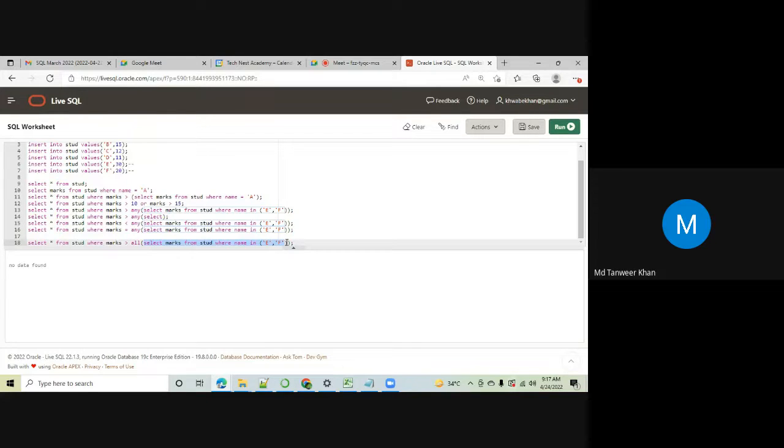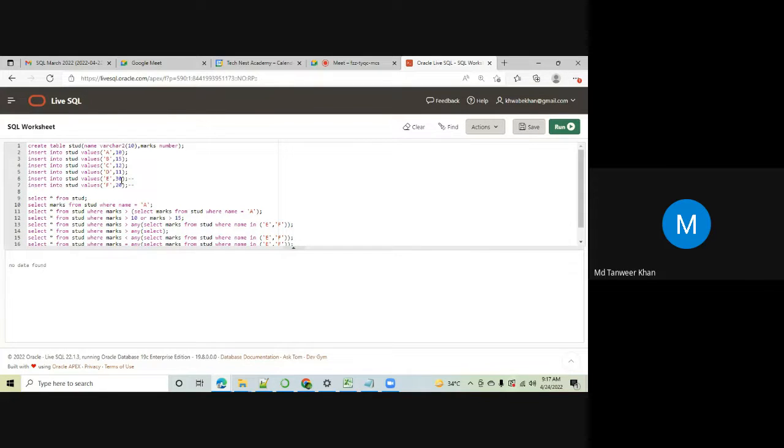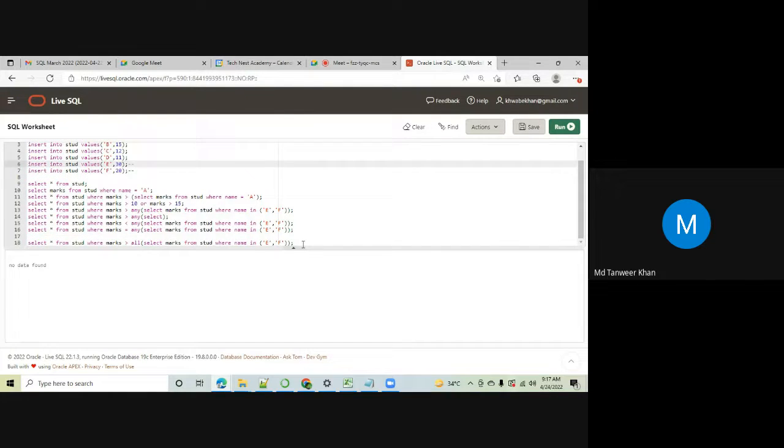Correct? His marks should be greater than the marks of E. His marks should be greater than the marks of F as well. Then we will consider that particular student. But why are you getting no data found? Because the marks of E is 30 and the marks of F is 20, and you don't have any other student whose marks are greater than 30, right? You don't have any value here. That's why when I executed this, I got no data found as an output.